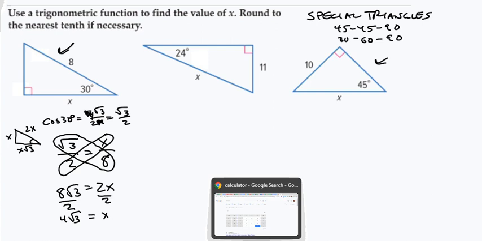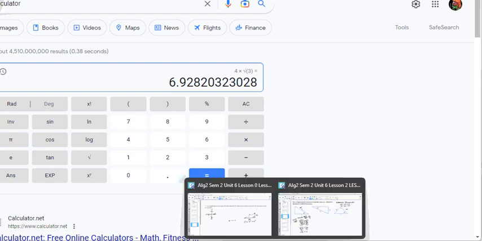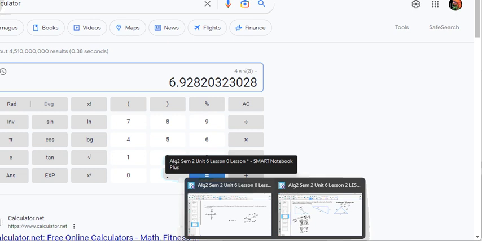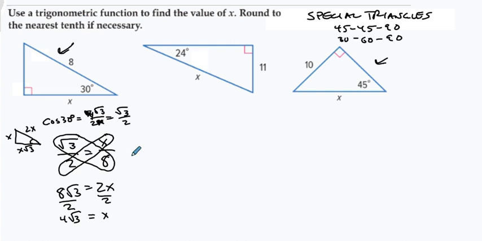I just happened to pull up a calculator. So we want 4 times the square root of 3, so you go 4 times, and then we hit our square root button, put 3 in here, and hit equals. And you get 6.928. Did he say tenth or hundredth? If it's tenth, it's 6.9. If it's hundredth, it's 6.93. And he said tenth. All right, so 6.9.